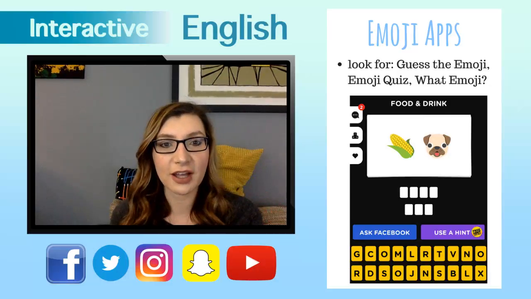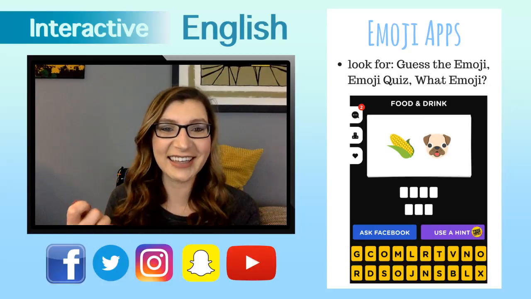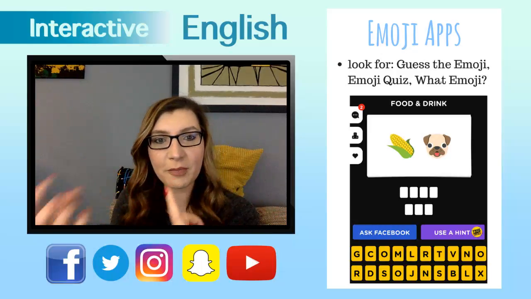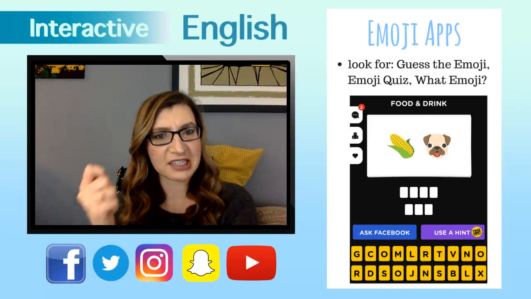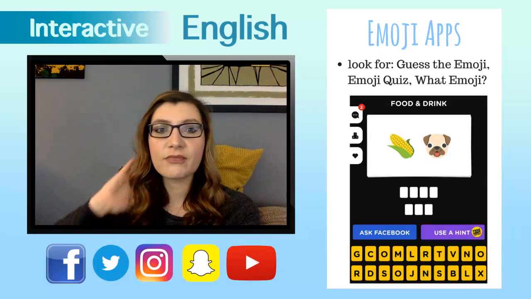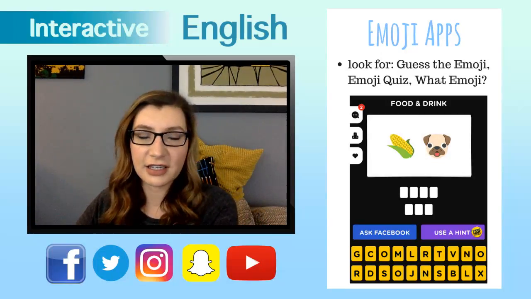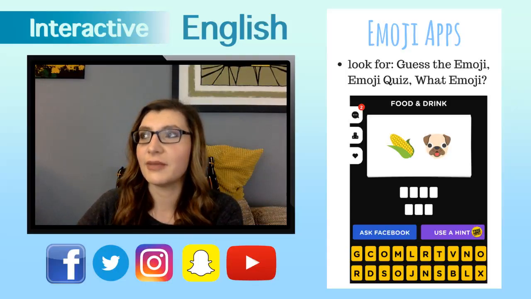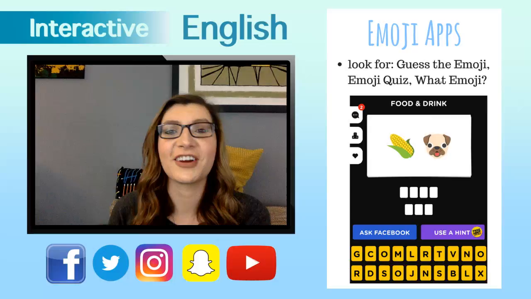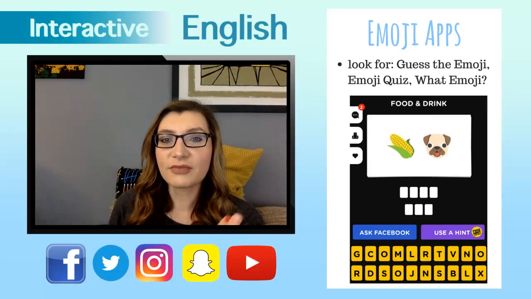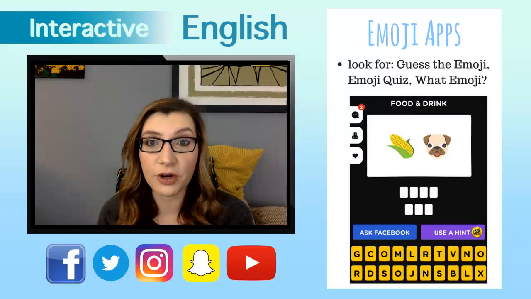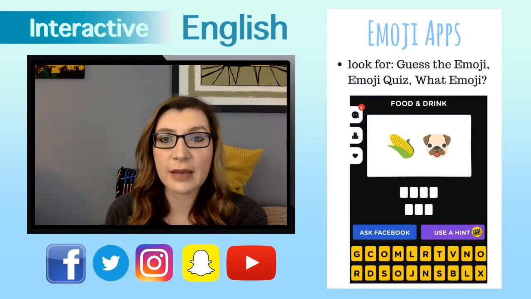So a corn dog, if you don't know, it's kind of like a hot dog wrapped in a corn batter, and you eat it on a stick with mustard. It's an American fair food that you eat at a fair, and I don't know if it's popular anymore. It was popular when I was younger. So that's a corn dog, but they give you these clever ways of guessing the words. So it's worth checking these apps out.